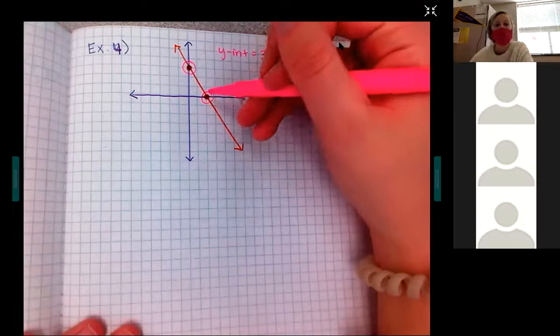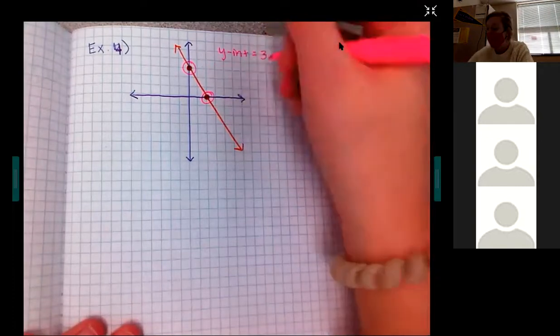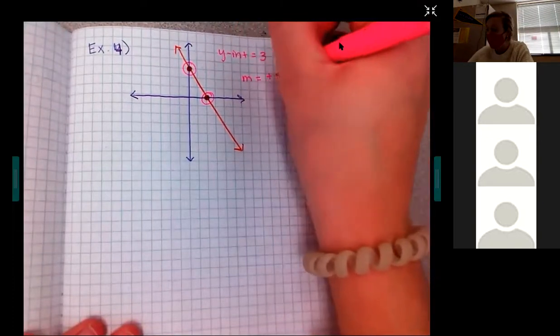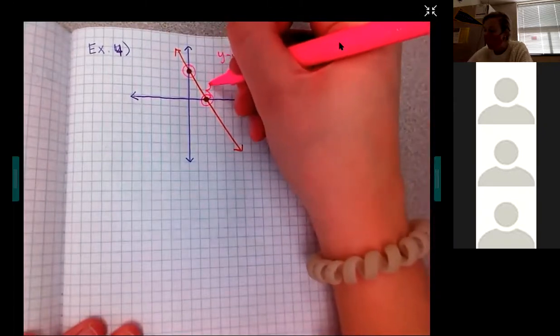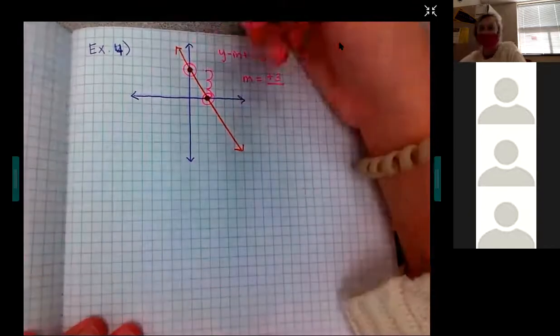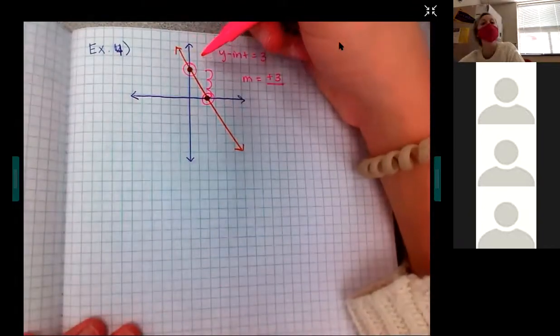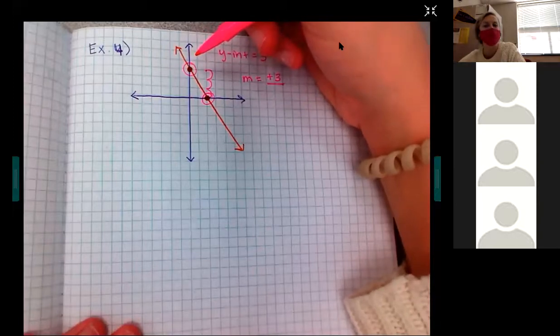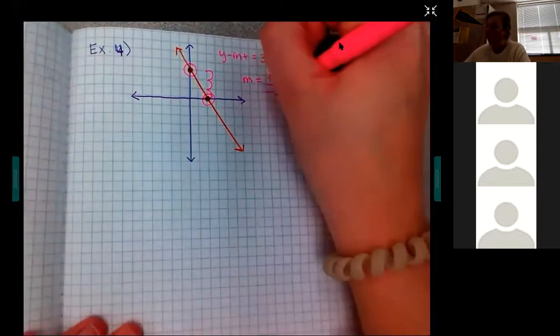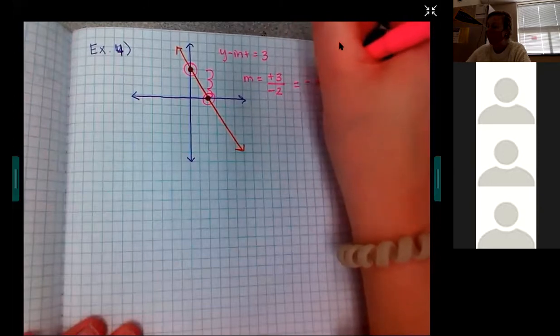How many do we go up? Up 3. So listen, my slope goes up 3 over. So I'm going to do it for y'all. Up 1, 2, 3. And then it goes over 2 which way? The left. So what kind of 2 is it, y'all? Negative. So do you guys agree the slope is going to be negative 3 over 2?